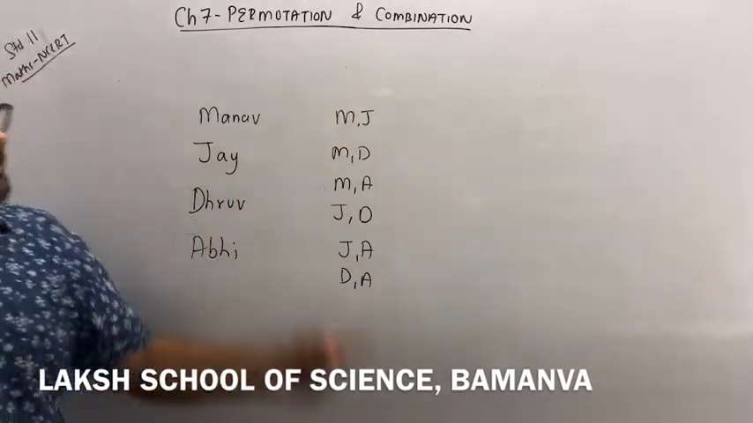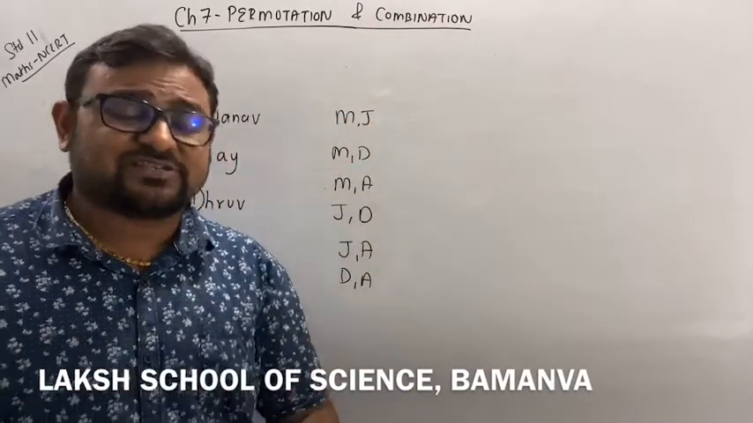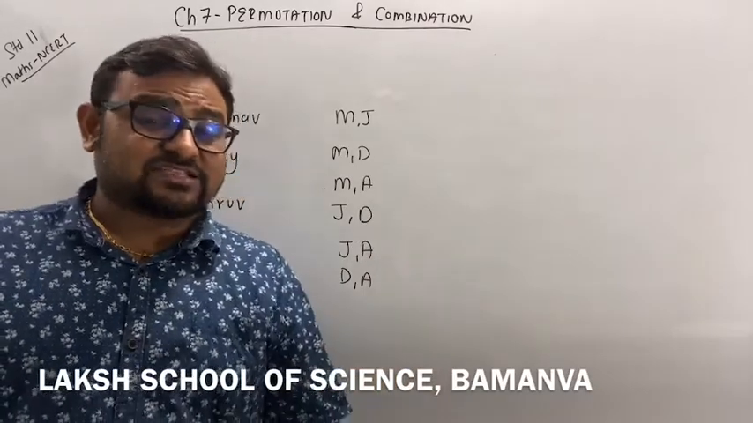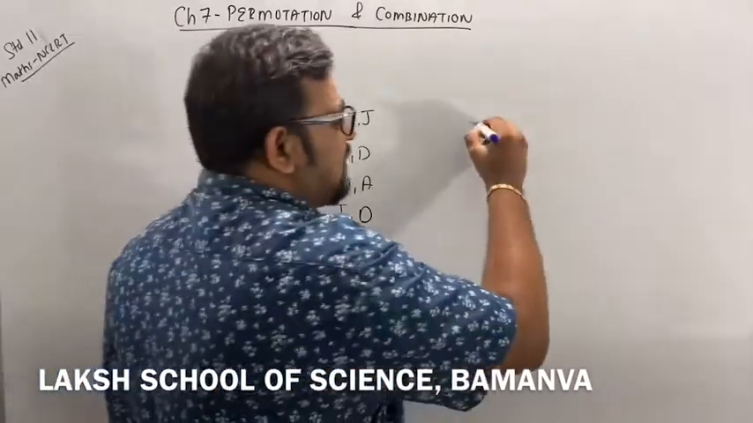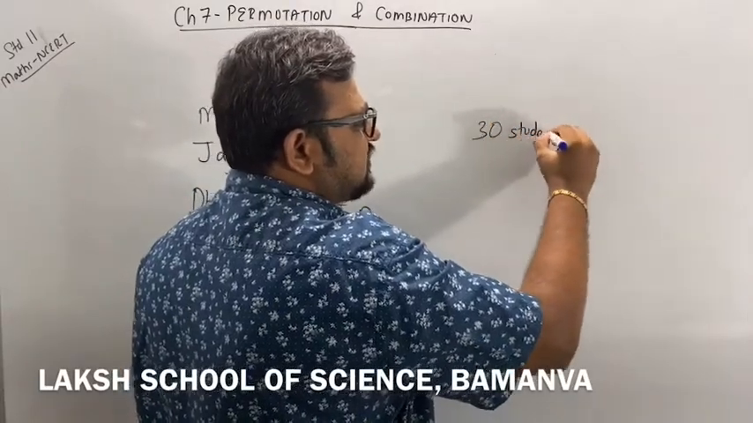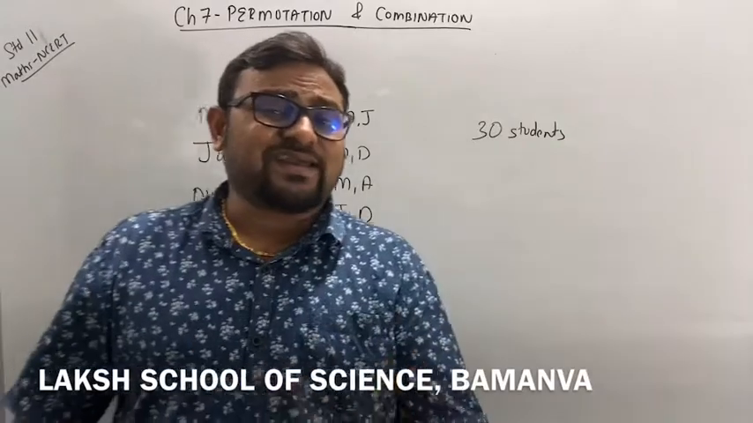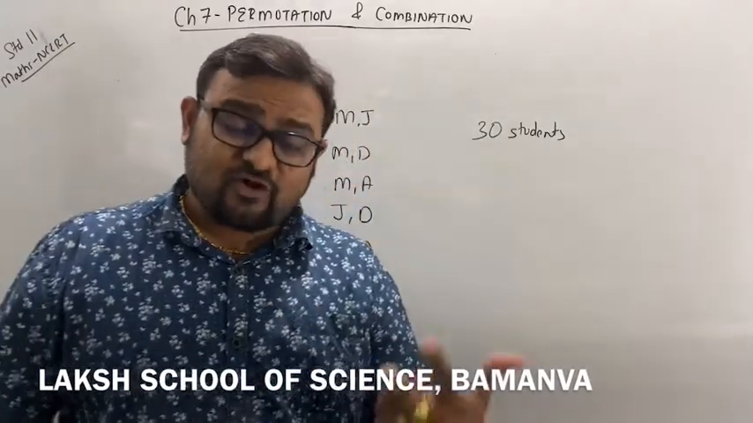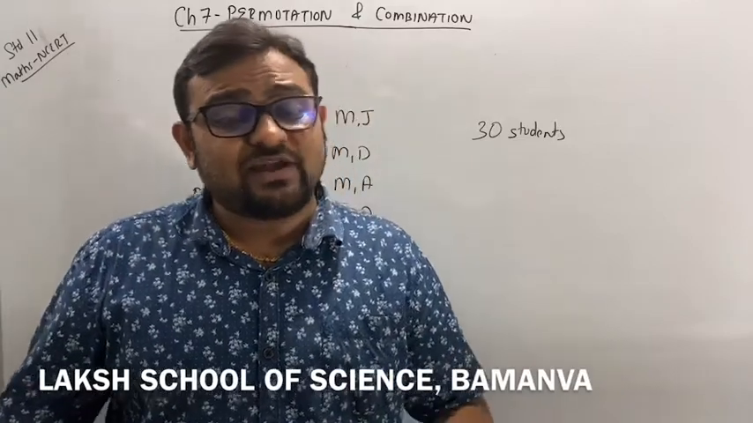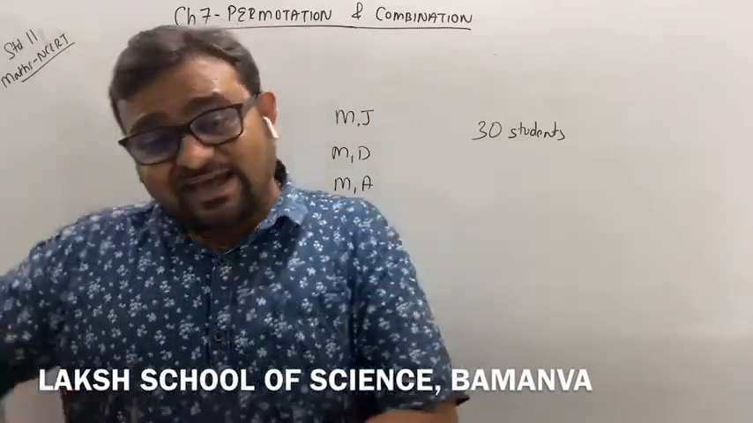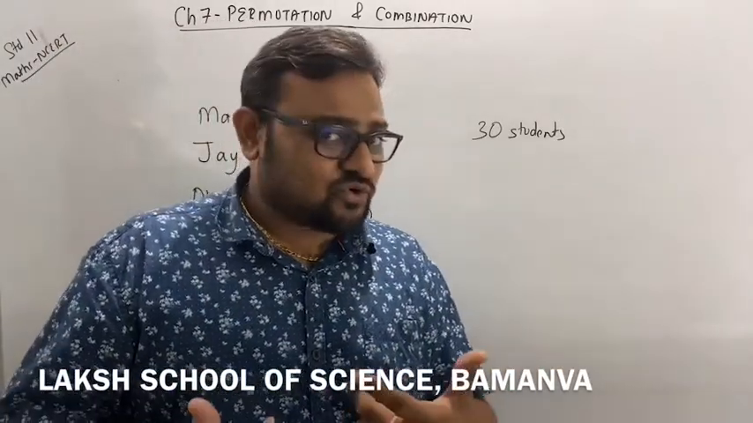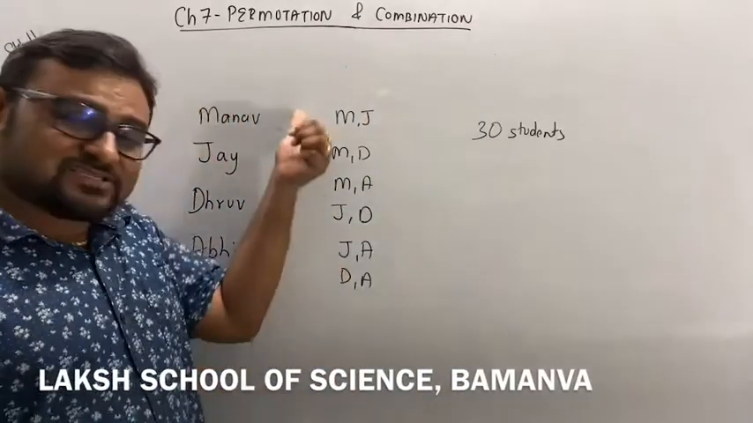So this is combination. But just imagine you have 30 students in your class, and you have to form a cricket team. For that, you have to select 11 students. So in how many different ways can you select 11 students among those 30 students? Now, is this method suitable?